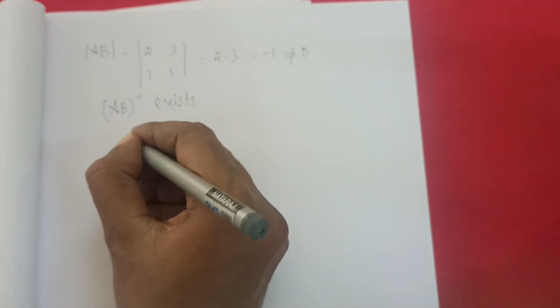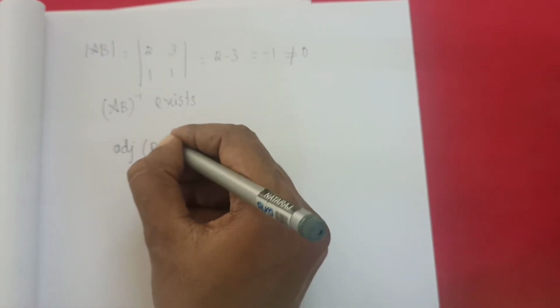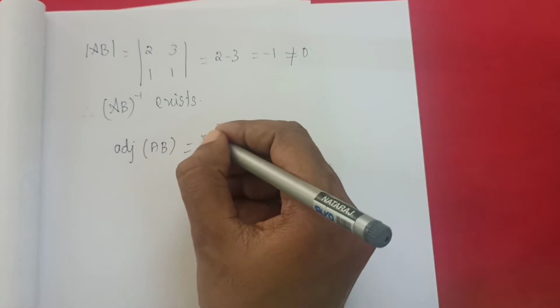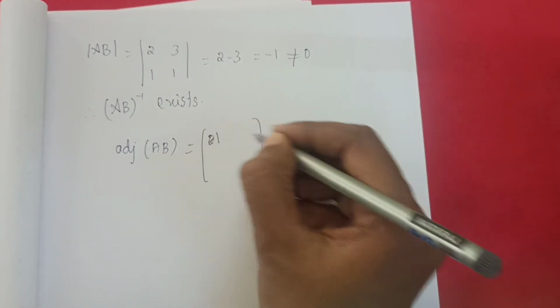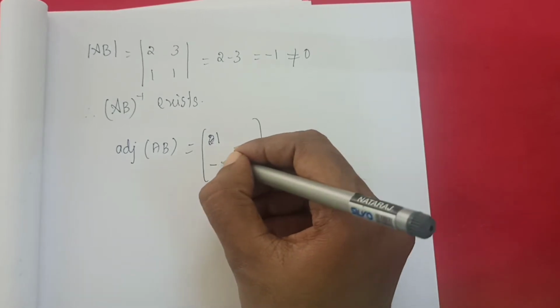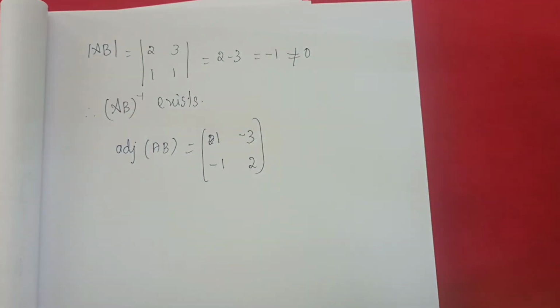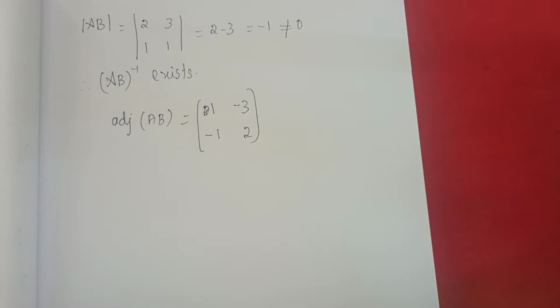Now, we need to find the adjoint of AB. It's a 2 by 2 matrix, so directly we will find it. Interchange the diagonal elements, and change the sign of the others: [1, -3; -1, 2]. This is the value for the adjoint of AB. This is all the things you know already.